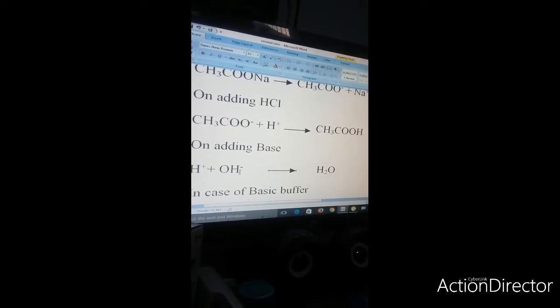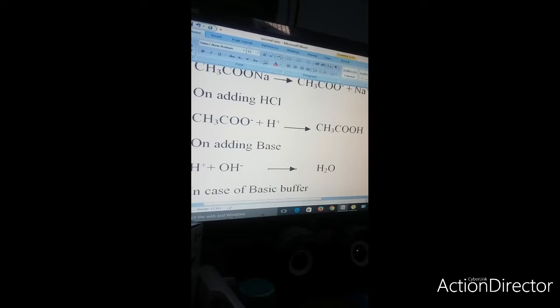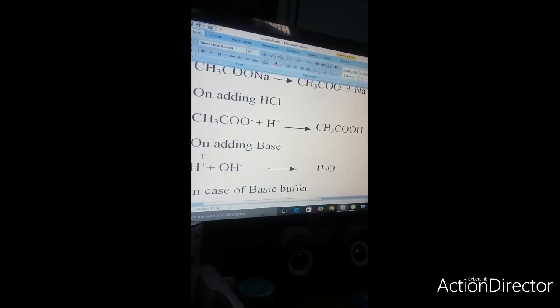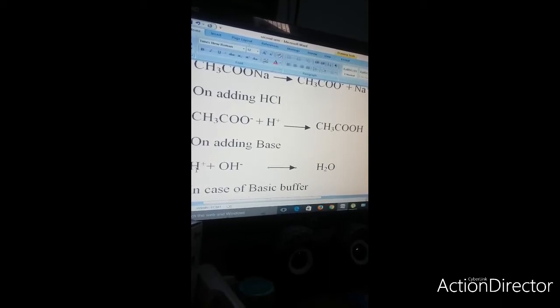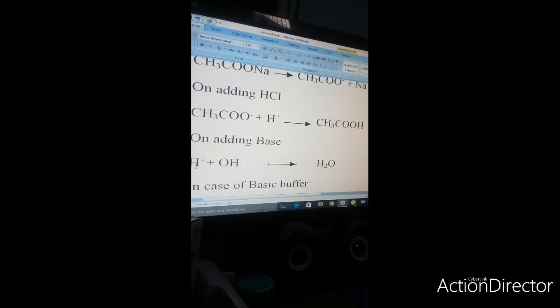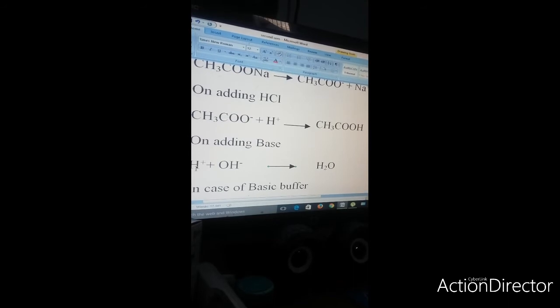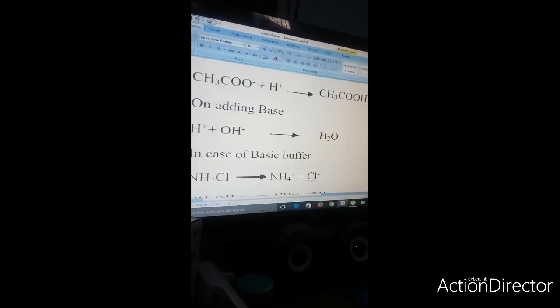Now on adding base, the H plus ions which already exist will react with this base and give you water, which is unionized. As the H plus ions are consumed, the equilibrium will shift towards the right according to Le Chatelier's principle. So more of CH3COOH will dissociate to make up the loss of H plus ions. So the hydrogen ion concentration and finally the pH will remain almost the same.